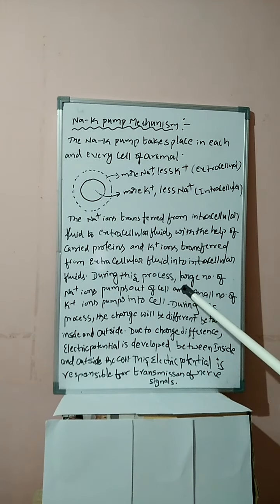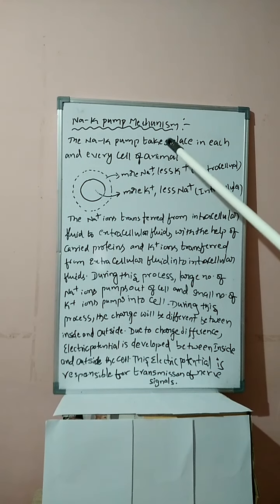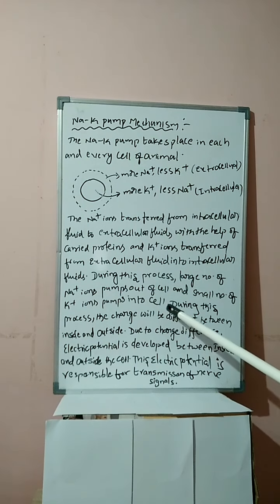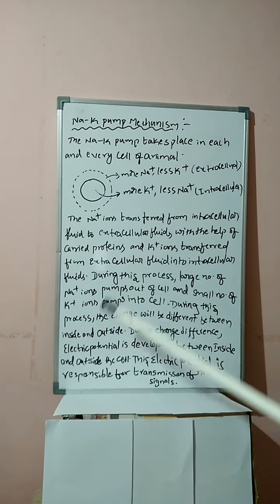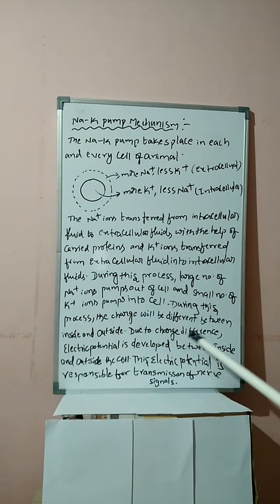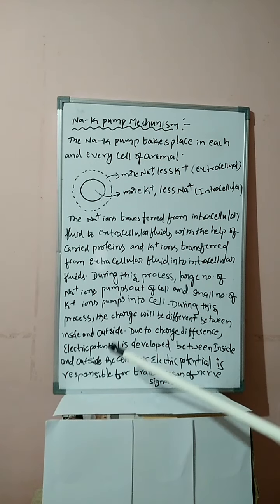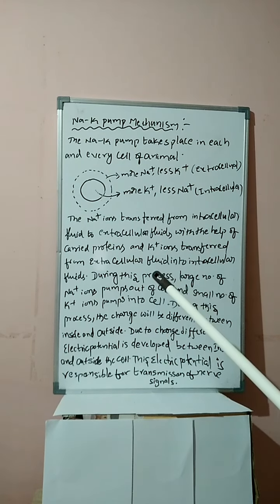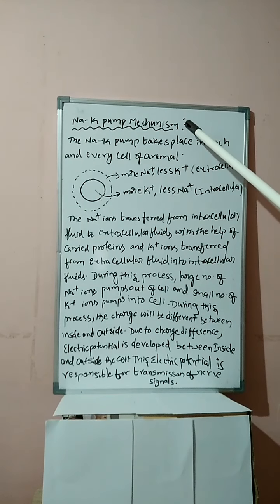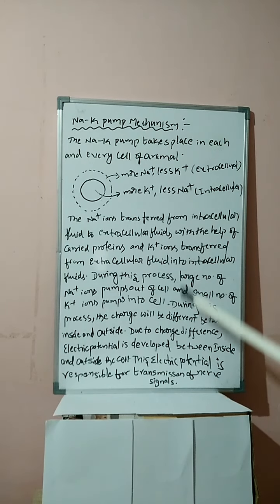During this process, a large number of Na+ ions are pumped out of the cell and a small number of K+ ions are pumped into the cell due to the size difference between sodium and potassium. During this process, the charge will be different between inside and outside the cell. Due to this charge difference, an electric potential is developed between inside and outside the cell. This electric potential is responsible for the transmission of the nerve signal. Therefore, the sodium potassium pump mechanism can be used for the transmission of nerve signals from one neuron to another neuron. The sodium and potassium ions are both used together in the transmission of the nerve signal.